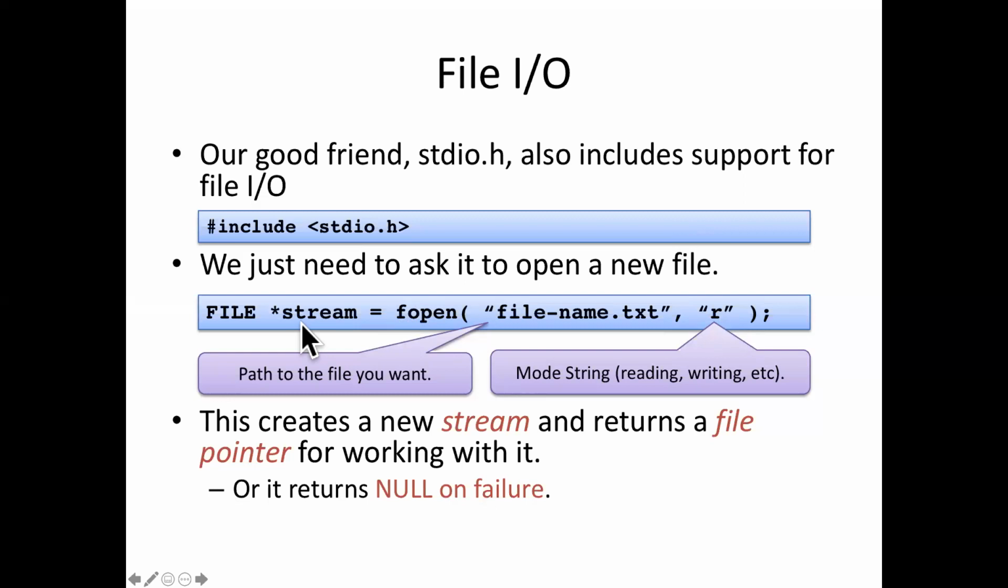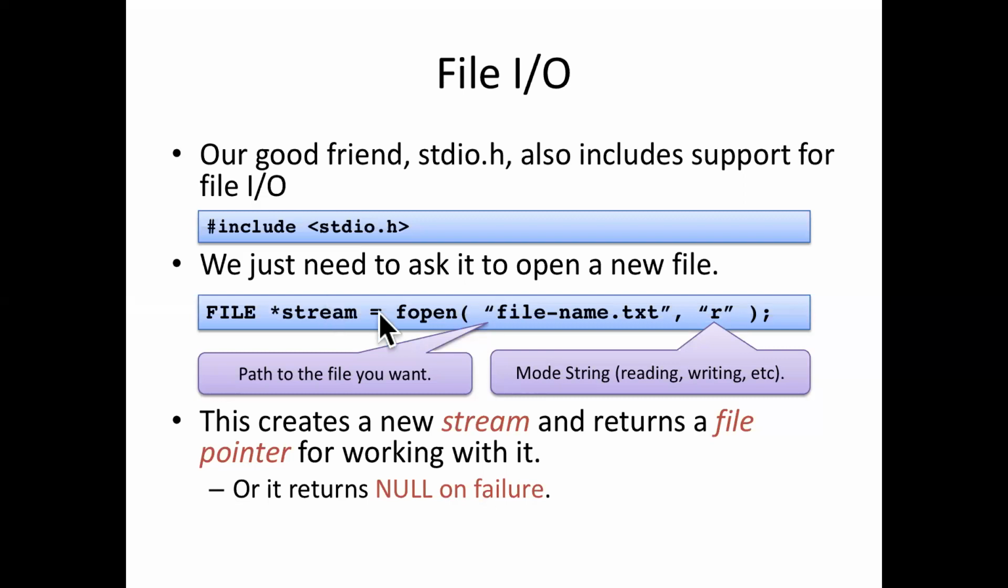Fopen returns a pointer. There's a type called FILE in all caps, and you don't have to know what's in that type or what it means. All you need to know is a pointer to that type. A pointer to a FILE is how you keep up with a stream in C. And a stream is just the name for a file that you've opened.